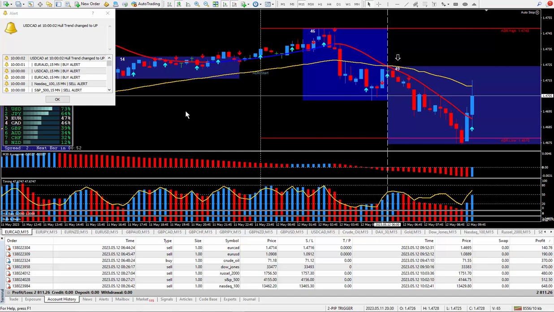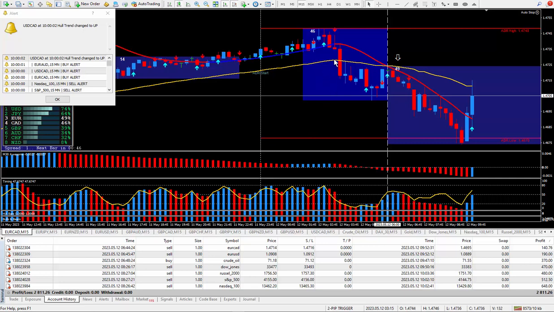I'm back again today with another 7 trades. Today's date is May the 12th and I'm using my brand new pip trigger trading system. This system uses moving averages on the top and momentum along with oscillators down at the bottom here.